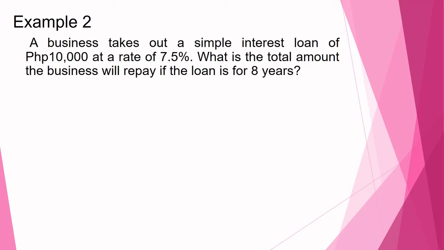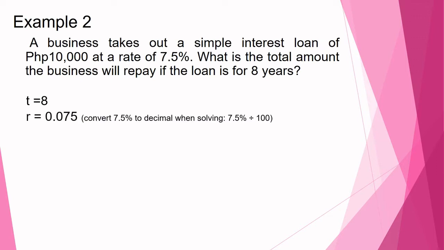A business takes out a simple interest loan of 10,000 pesos at a rate of 7.5%. What is the total amount the business will pay if the loan is for 8 years? So put your shoes in this person. Nanghuwam ka og kwarta kay ganahan ka mag-start of business. Inyong arrangement is 7.5%, and then you will repay the loan for 8 years. So pila kaha ang total nimo na bayaran? So let us break this down. So your time is 8. So 8 years. The rate is 0.075.